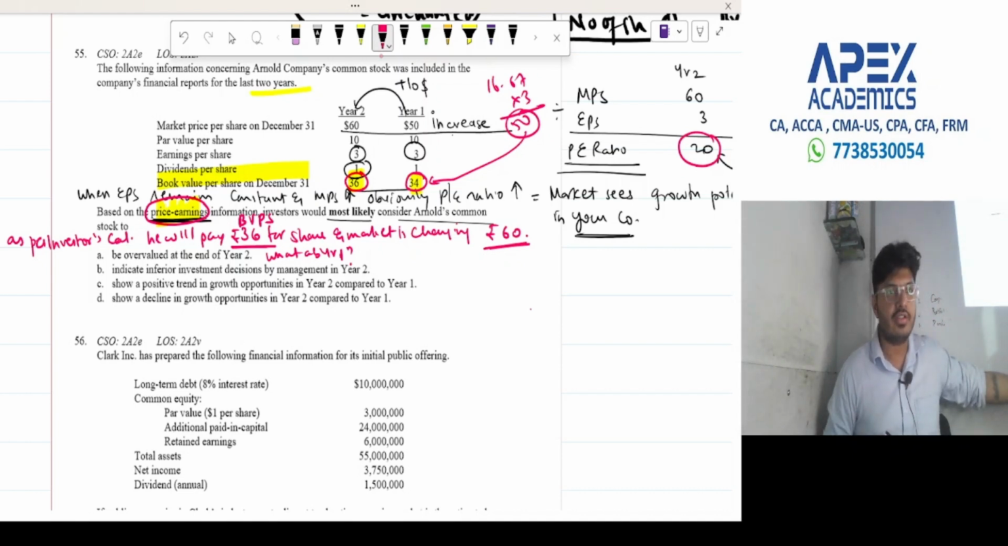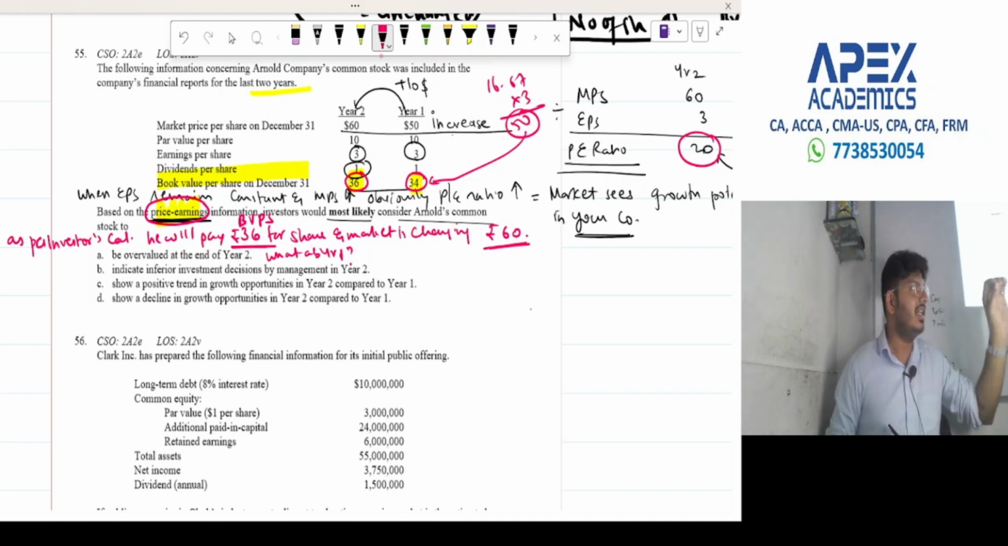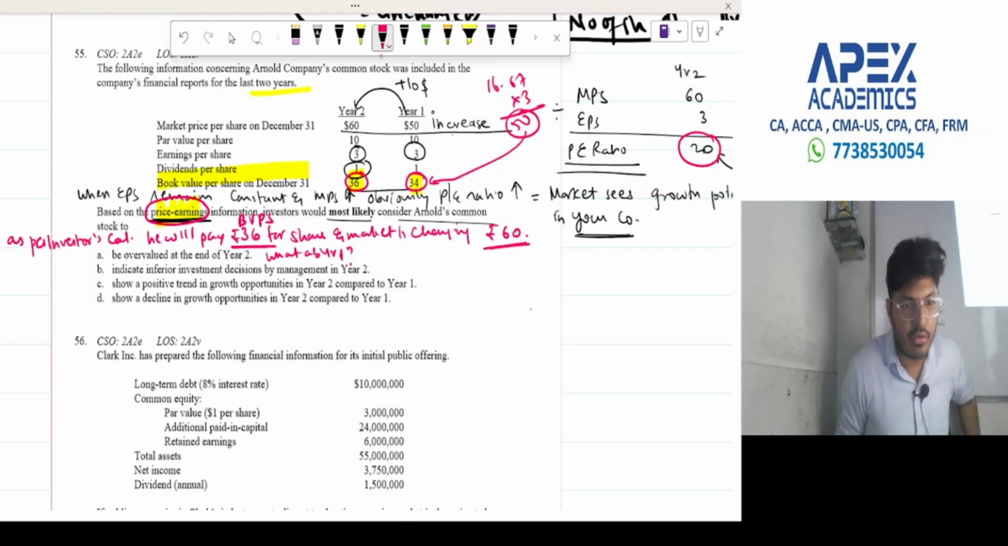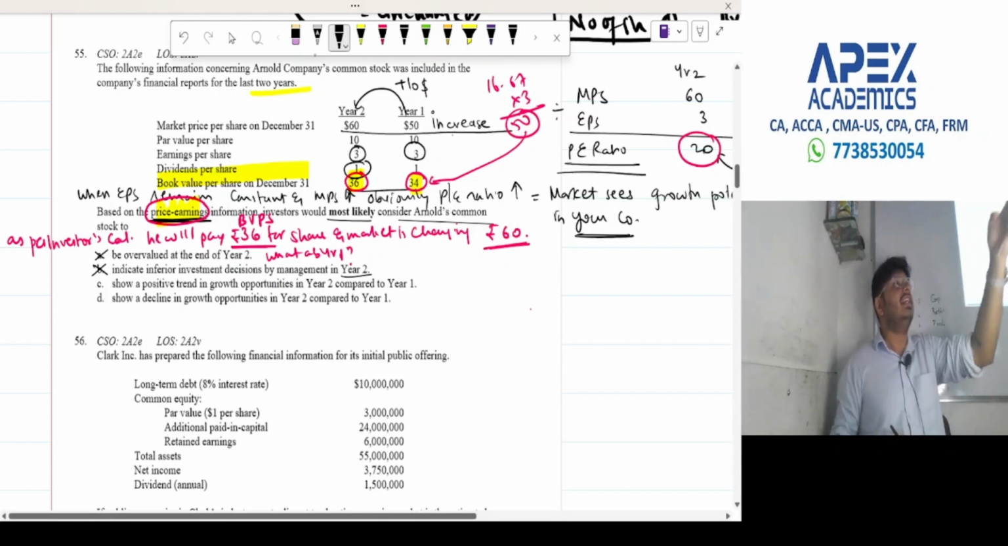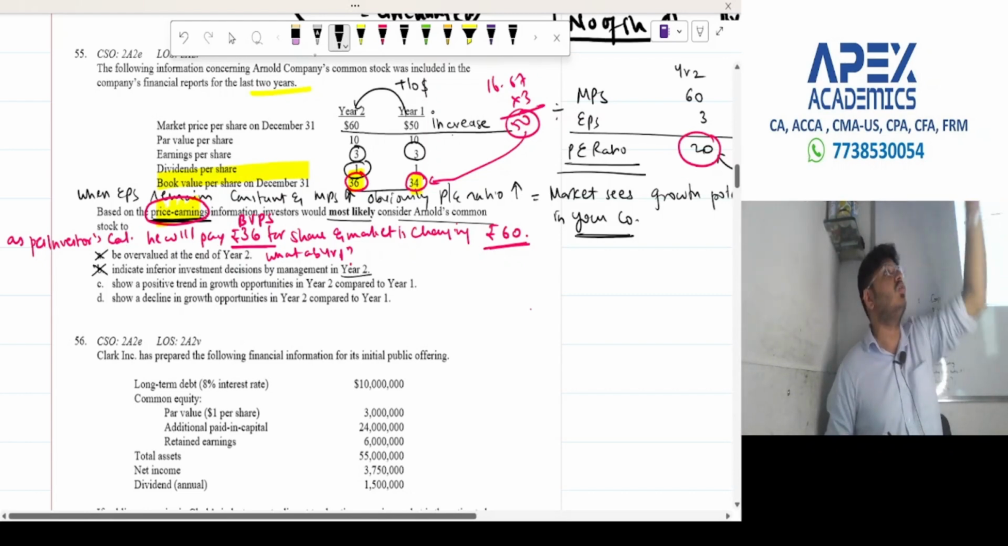ऑन द बेसिस ऑफ दिस, प्लीज अंडरस्टैंड दैट दिस पर्टिकुलर स्टेटमेंट इन इटसेल्फ, ये आधा अधूरा स्टेटमेंट है। ये स्टेटमेंट कभी भी सही हो नहीं सकता। दूसरा, इट इंडिकेट्स इंफीरियर इन्वेस्टमेंट डिसीजंस बाय मैनेजमेंट इन ईयर 2, एब्सोल्युटली नॉट। इट इंडिकेट्स सुपीरियर इन्वेस्टमेंट डिसीजंस। व्हाई?